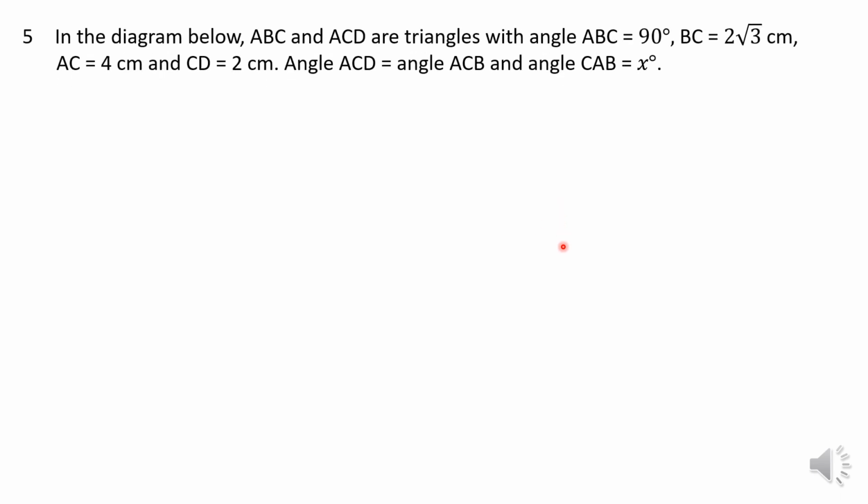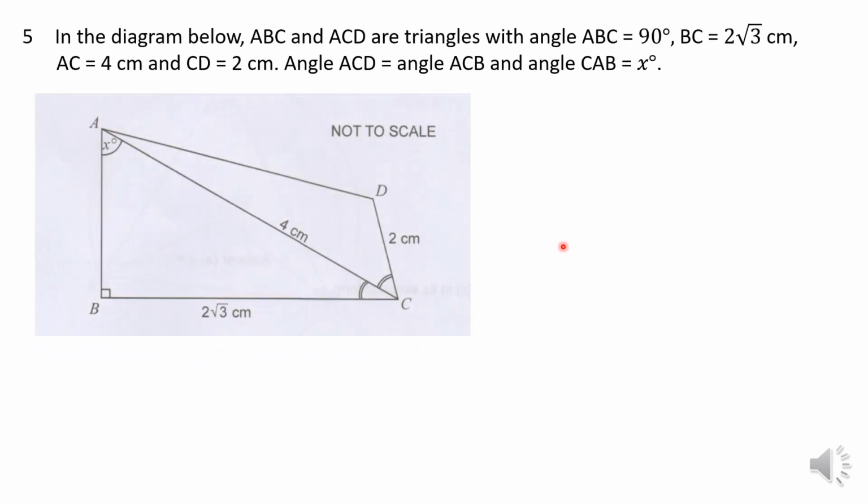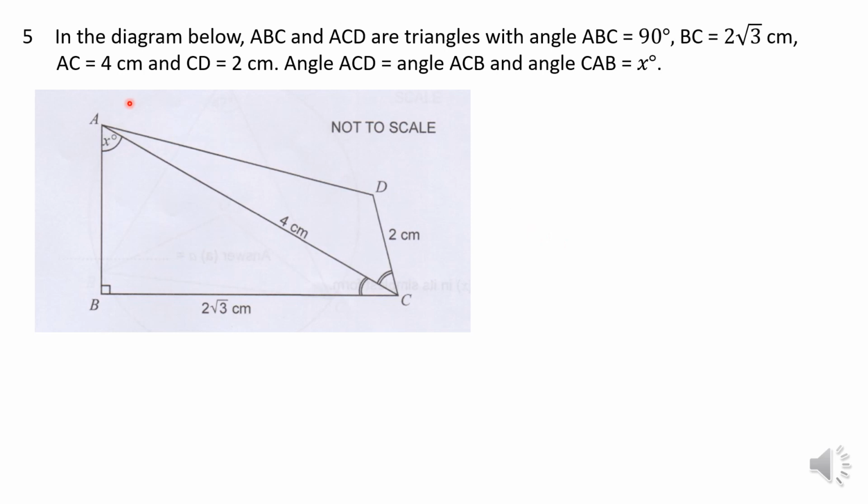Then question 5 in the paper. You are given a diagram and you have ABC and ACD are two triangles and they share side AC. And you can also see from the information that triangle ABC is a right angle triangle of 90 degrees right here. And then you have got the measurement here, which is 2 times the square root of 3. And the value of AC, or the distance there, is 4 centimeters.